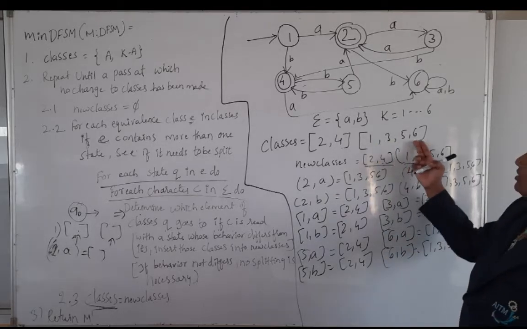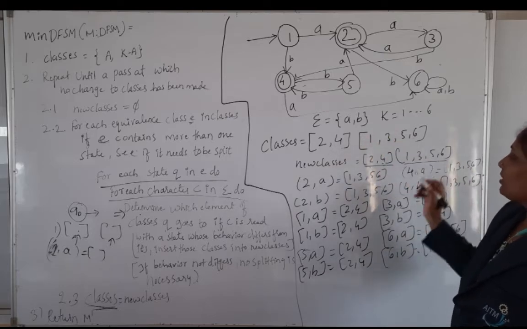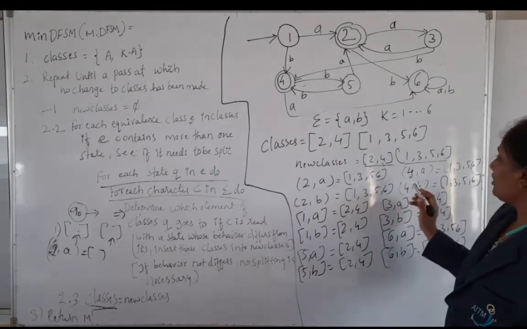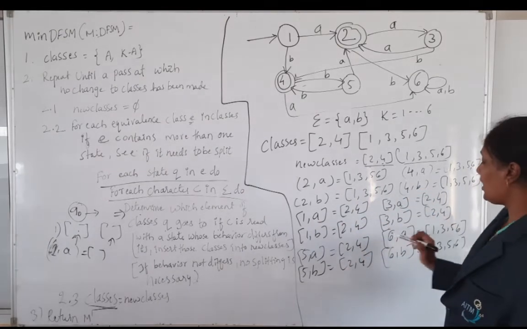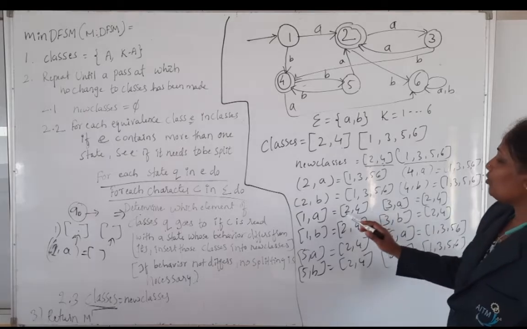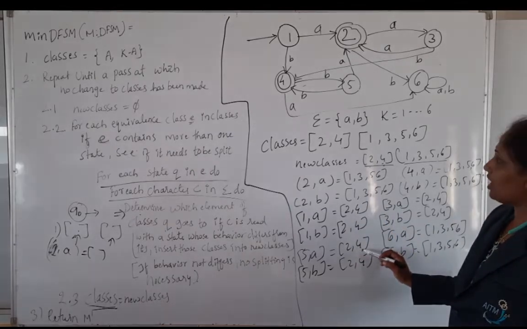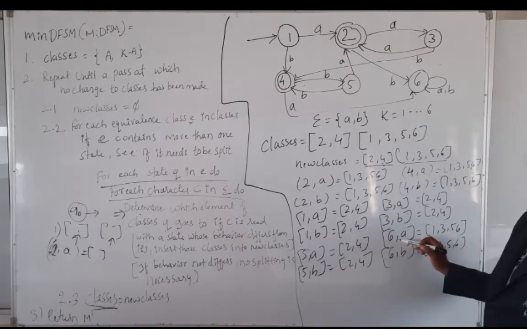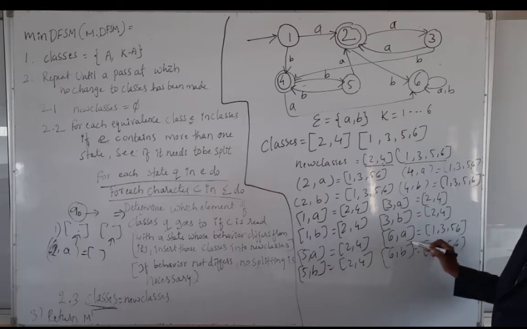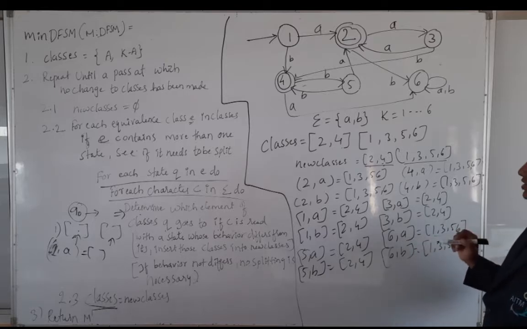So these are the states of a non-final state, but check out 2 of A, 1 of A, 3 of A, 5 of A and 6 of A. So 1 of A, 3 of A, 5 of A, you are going to reach what? A class that contains a 2 and 4, but there is a change in the 6 of A. So 6 of A you are reaching what? 1 3 5 6, the other class you are reaching.